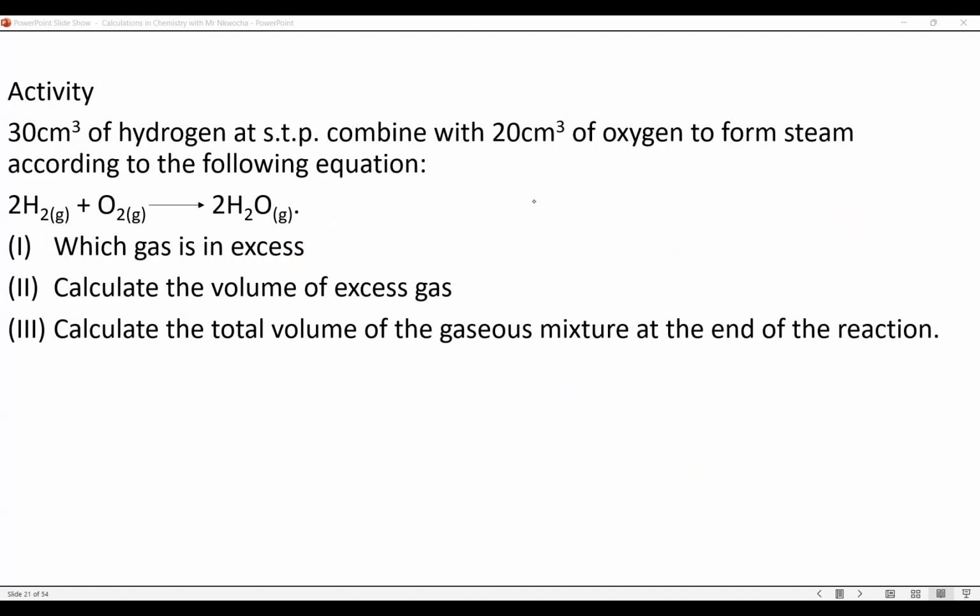So I think that takes care of Gay-Lussac's law. If you have any question on it, just send it on the WhatsApp chat, and I'll be glad to answer your question.